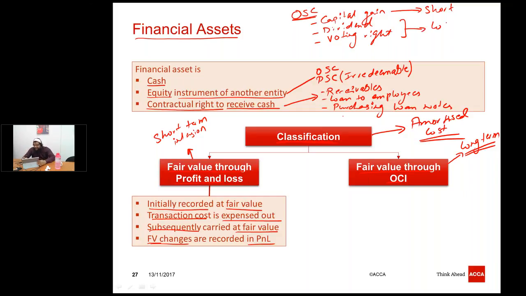So if I am purchasing the shares with an intention to get the voting rights, fair value through OCI. If my intention to purchase the shares is to earn the dividend, fair value through OCI. If my intention is to earn the capital gain, fair value through P&L. If my intention is to speculate, fair value through P&L. If my intention is to trade, fair value through P&L. These are all used interchangeably.